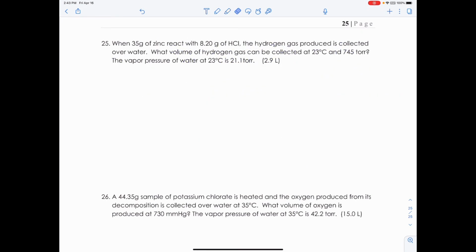All right, in our third and final example of gas stoichiometry problems, take a look at number 25 here. Pause the video and see if you know what you're doing.